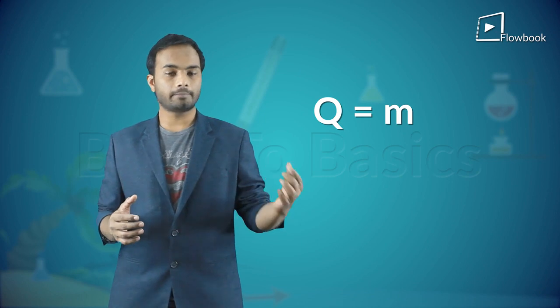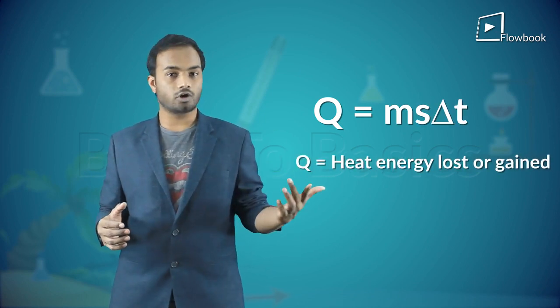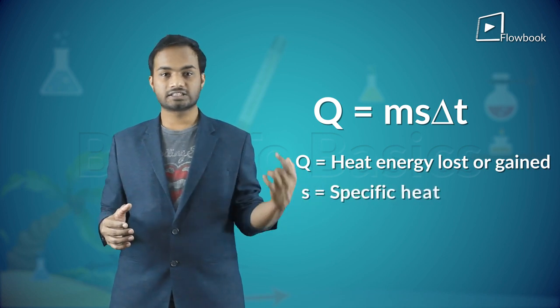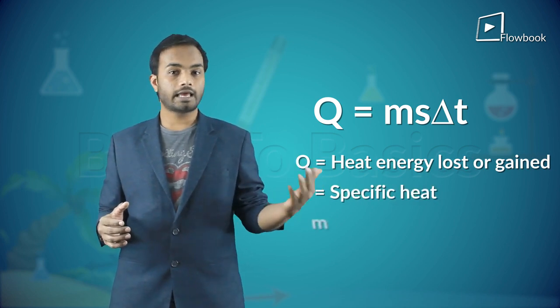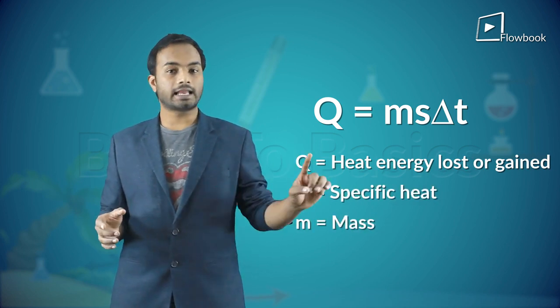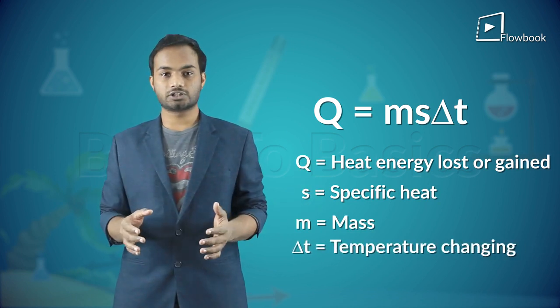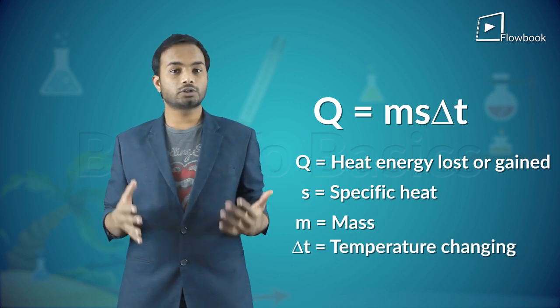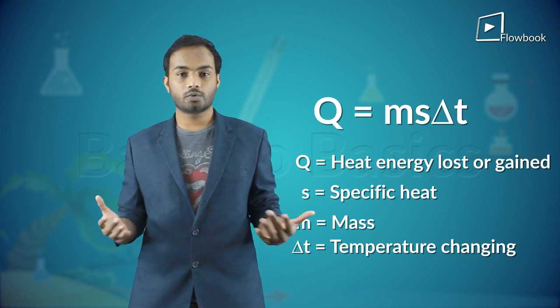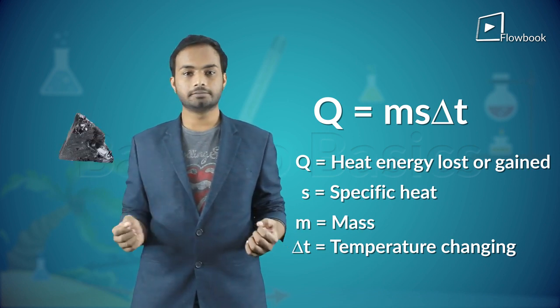We can tell how much energy a certain liquid has gained or lost using Q = mS ΔT, where Q is the heat energy lost or gained, S is the specific heat, m is the mass of it, and ΔT is the temperature change. Now, let's see how we can do this for a solid, which in our case is some lead.